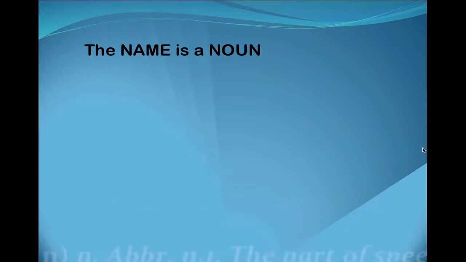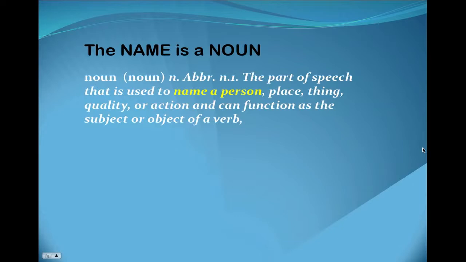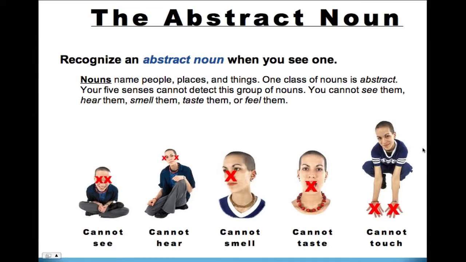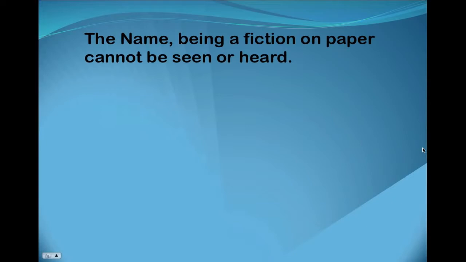Right, name is a noun. Noun, the part of speech that is used to name a person, place, thing, quality, or action. So let's look a bit further into a noun and see nouns name people, places, and things. One class of nouns is abstract. Your 5 senses cannot detect this group. It cannot be seen, heard, smelled, tasted, or touched. So your name is actually an abstract noun.